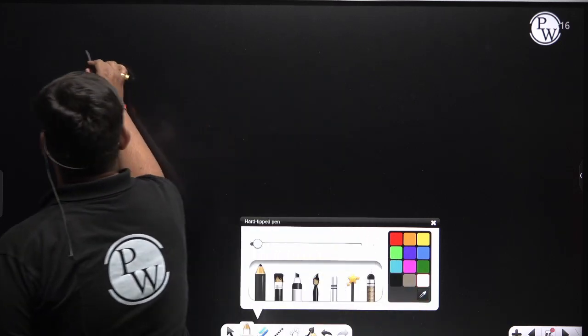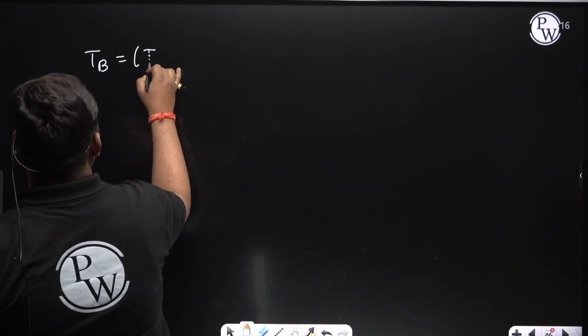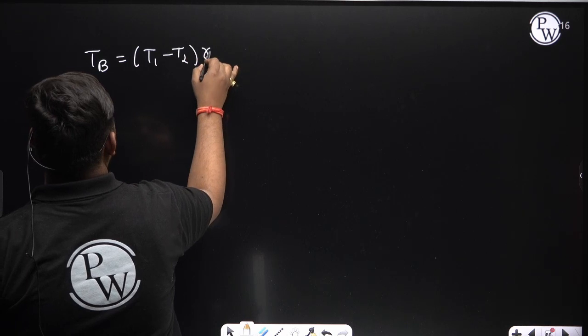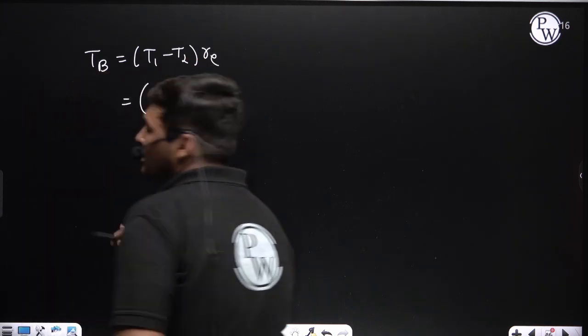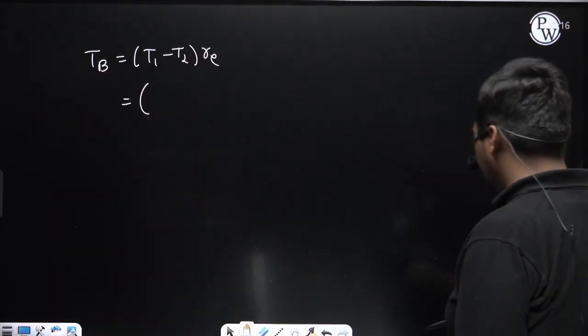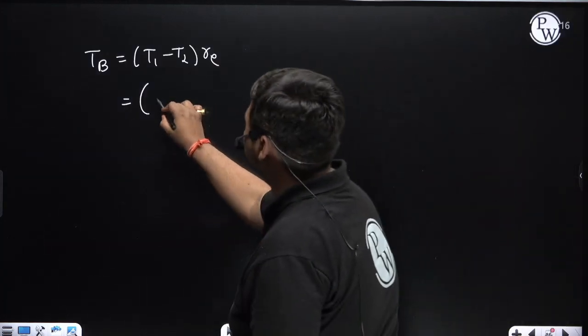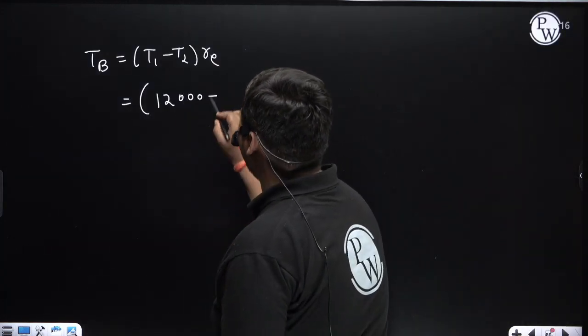Since we have calculated T1 and T2, you can calculate the braking torque. The braking torque will be T1 minus T2 into Re. Here I will use SI units, so braking torque will come in Newton meter. T1 is 12,000 minus T2.